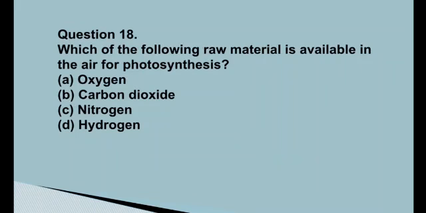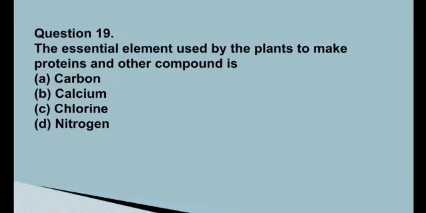Which of the following raw material is available in the air for photosynthesis? Your options are option A oxygen, option B carbon dioxide, option C nitrogen, and option D hydrogen. I guess you can tell me the answer very quickly. Yes, it is carbon dioxide. Now we have question number 19.